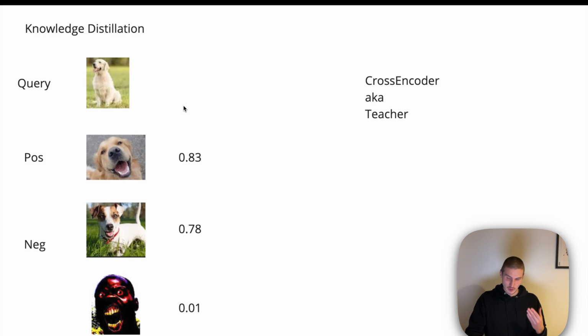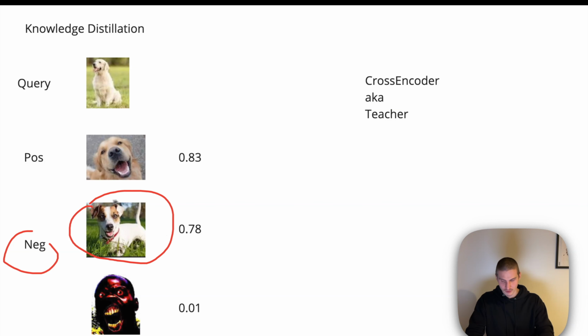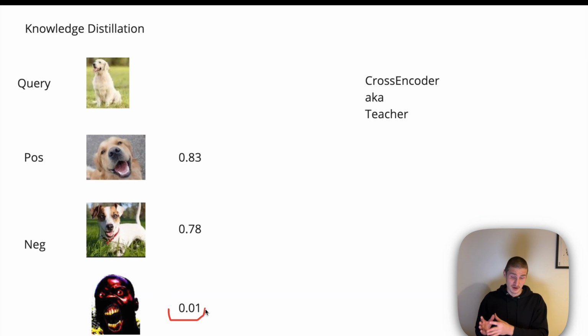So the idea of knowledge distillation is that we have some sort of teacher model, and that teacher model can say that this example that used to be just positive is now represented by some sort of score like 0.83. And then this example that was negative before, so it's 0, is now 0.78. So although it's negative, it's really close to the score of a positive. And then this example is 0.01. So this is something completely far from what we want. So this is the idea, to make our gradient more smooth.